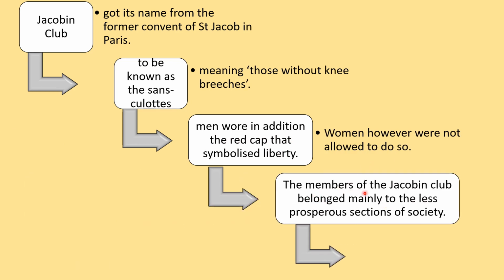The members of the Jacobin Club belonged mainly to the less prosperous sections of society, such as small shopkeepers, artisans, soap makers, pastry cooks, watchmakers, printers, etc. And the leader was Maximilian Robespierre.